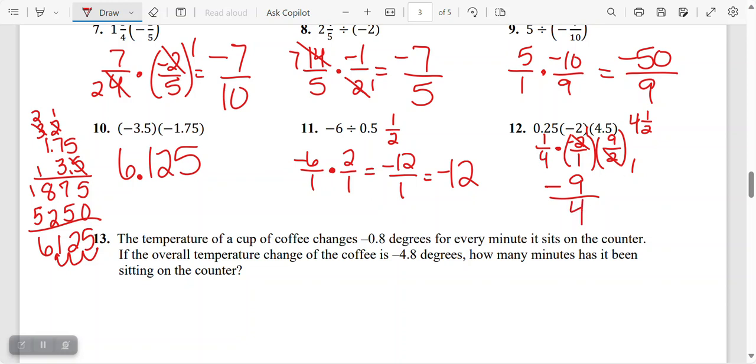So that's -9/4. If you multiplied it out using longhand multiplication with the decimals, the decimal answer is -2.25.